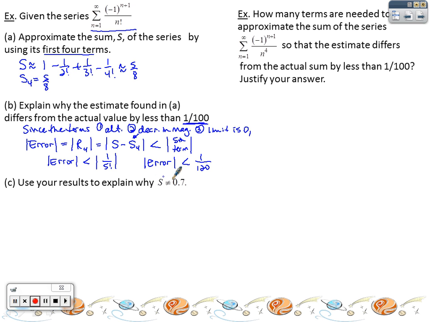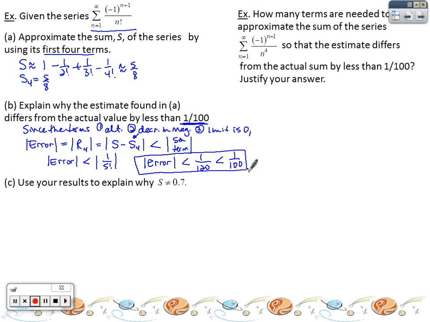This is according to the theorem that we just looked at, that the absolute value of the error is going to be less than the absolute value of the next term, in this case the 5th term. And what they're wanting us to show is that error is less than 1 over 100. So does that make a true statement? Yeah, that's all they're wanting. This is what they're wanting right here. They're wanting us to come up with that inequality.